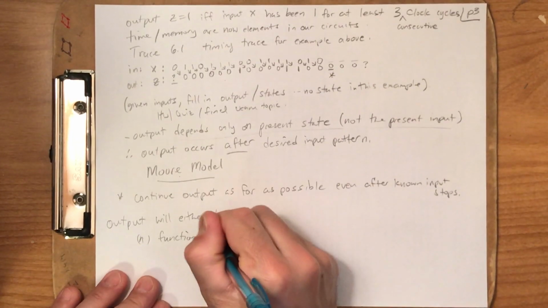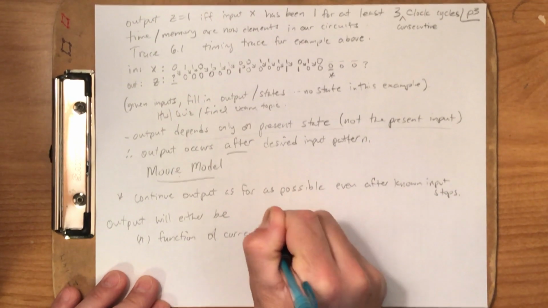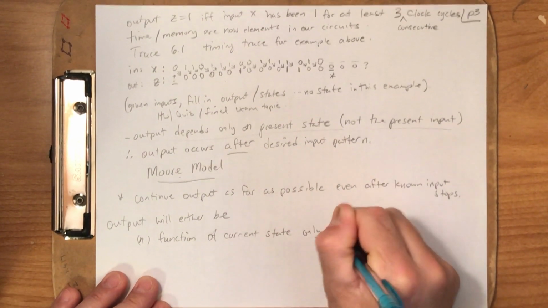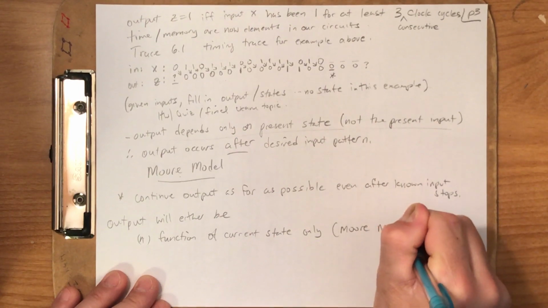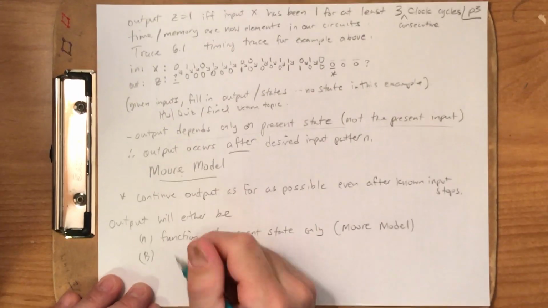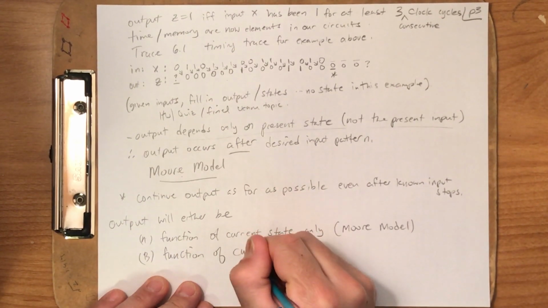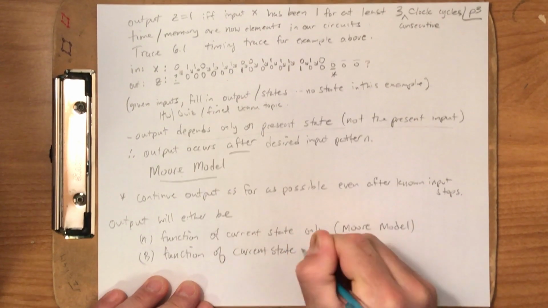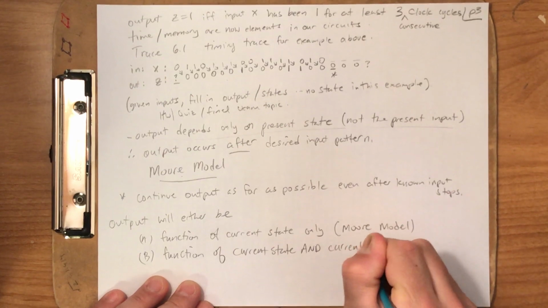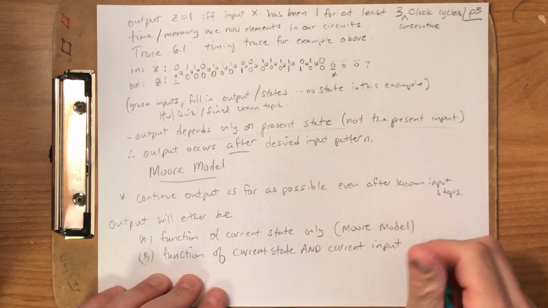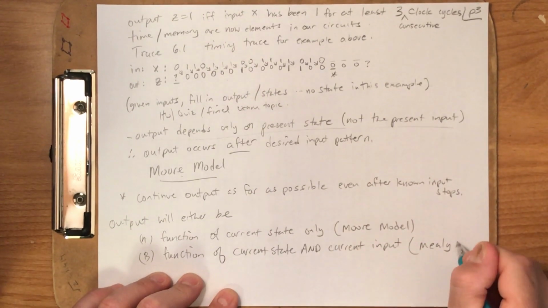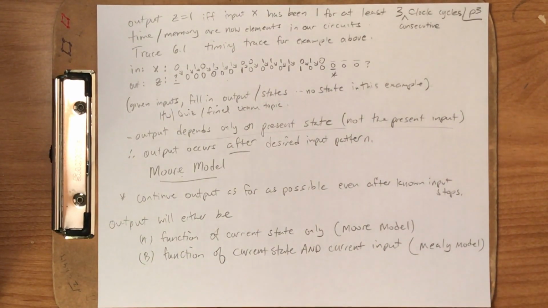So the output will either be A, a function of current state only, which is what we just looked at, which is a Moore model, or B, a function of current state and current input, and that's known as a Mealy model. So, there you have it. There's our first timing trace.